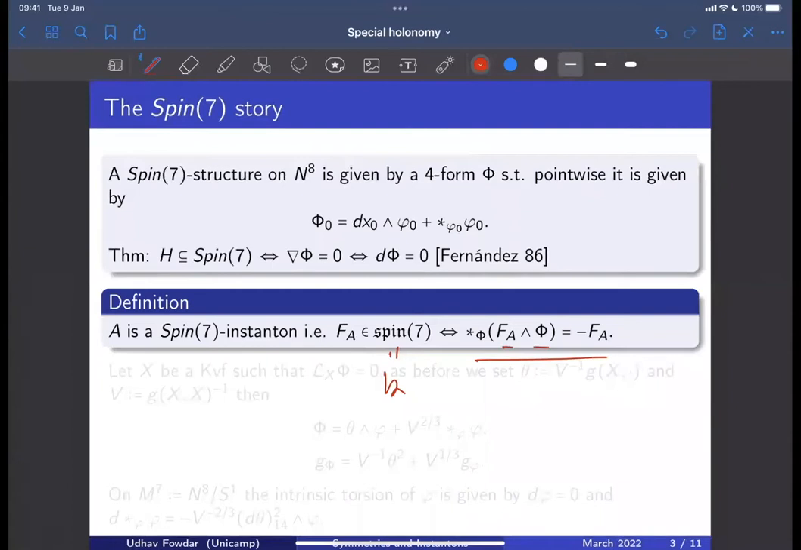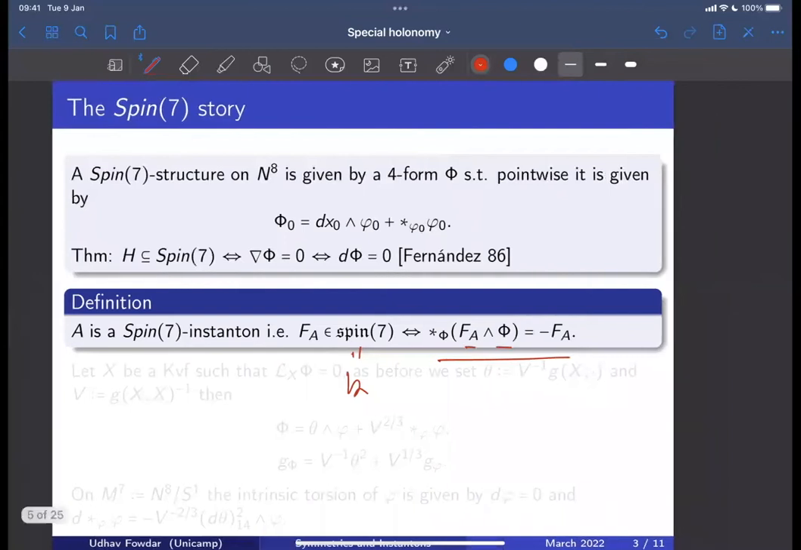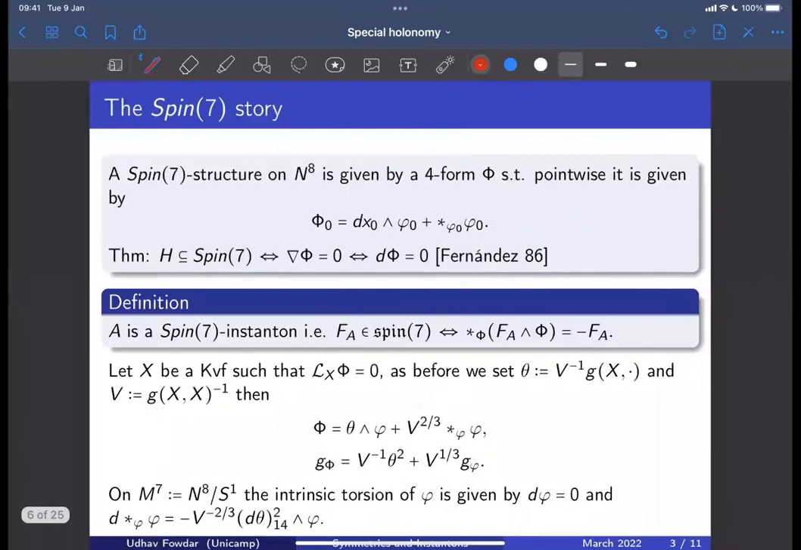Now, we're interested in S1 invariant Spin(7) structures. So as before, we will consider an S1 action generated by a Killing vector field X, which preserves the 4-form. And just like in the G2 case and the hyperkähler case, we can define a canonical Riemannian connection, theta, by this expression here. And V here will, as usual, denote the inverse norm squared of this Killing vector field.